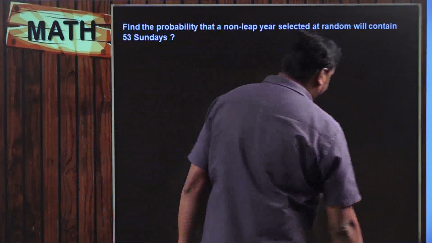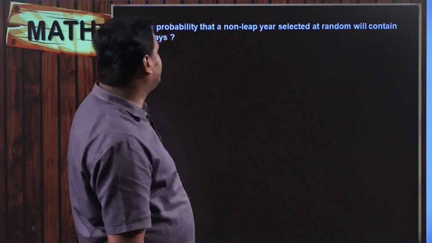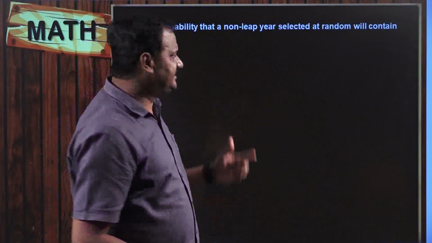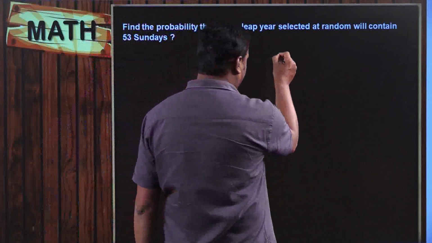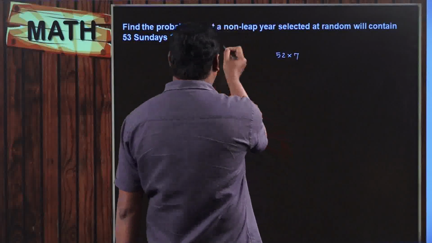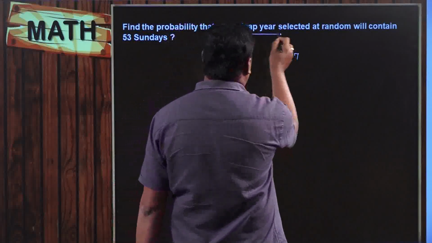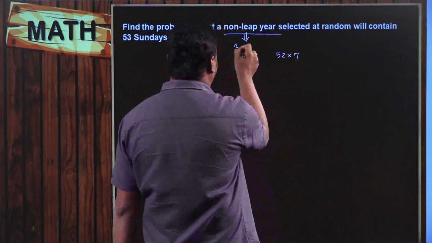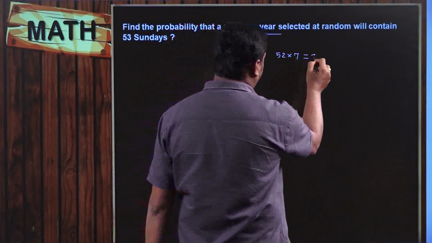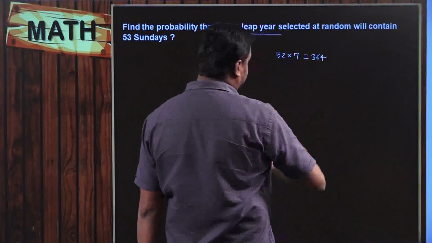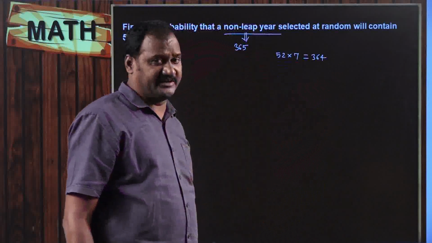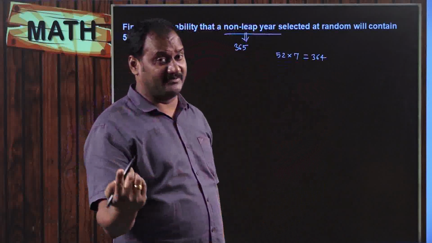And moving on to the next problem, find the probability that a non-leap year selected at random will contain 53 Sundays. Just now we discussed this. There are totally 52 weeks, because a non-leap year contains how many days? A non-leap year contains 365 days. So it is 52 weeks, 364 days, and this is 365. Then what is remaining? There is only 1 day.